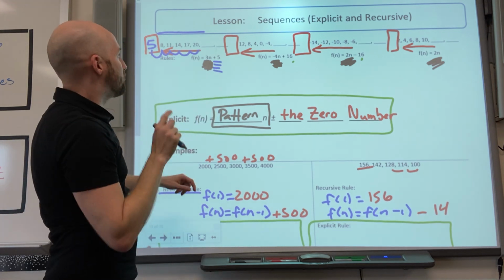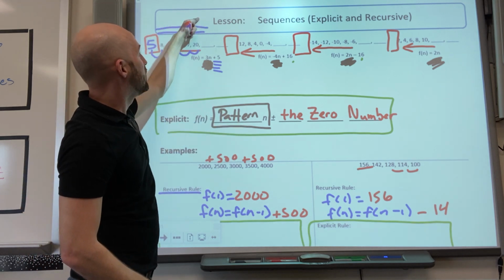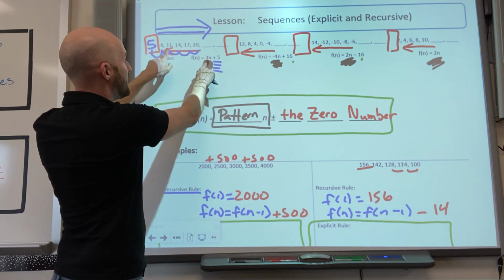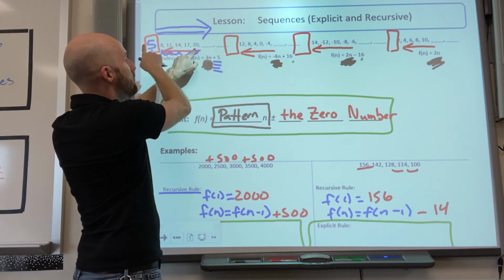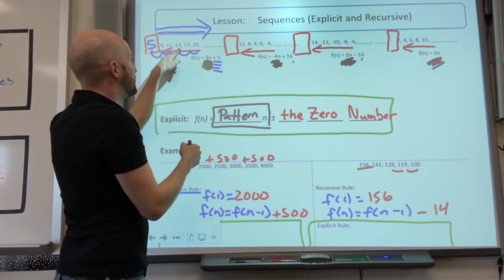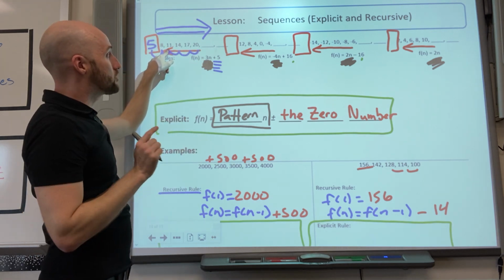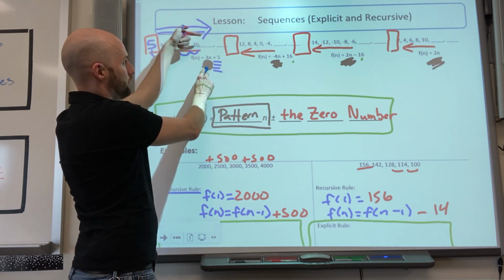Interesting. Okay, so be careful. For the pattern, I need to read the correct way. So for here, it is plus 3, plus 3, plus 3. But to find this number, I need to read opposite: minus 3, minus 3, minus 3. So make sure the correct pattern is here.